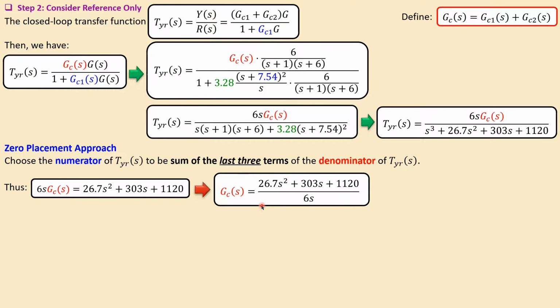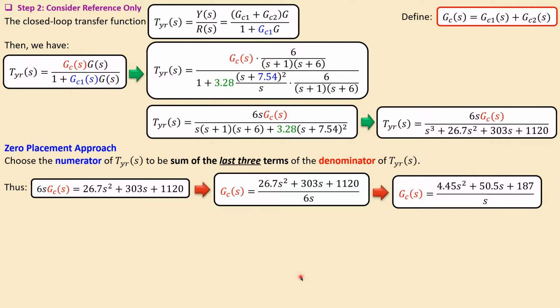Now if you work it even further, each term in the numerator can be divided by 6. You will get this expression, which is simpler: 4.45s squared plus 50.5s plus 187, and that whole term will be over s. We now know the total controller transfer function. We also know the controller 1 transfer function.